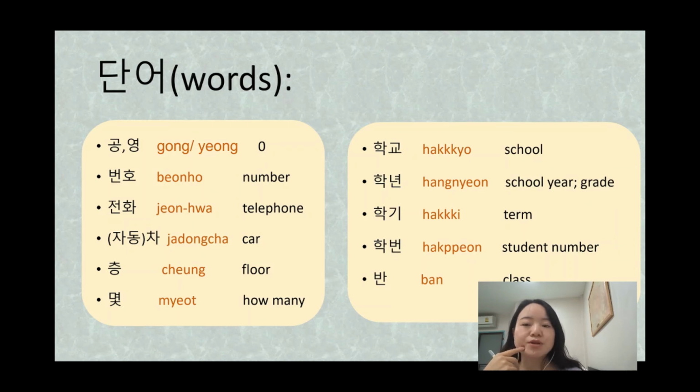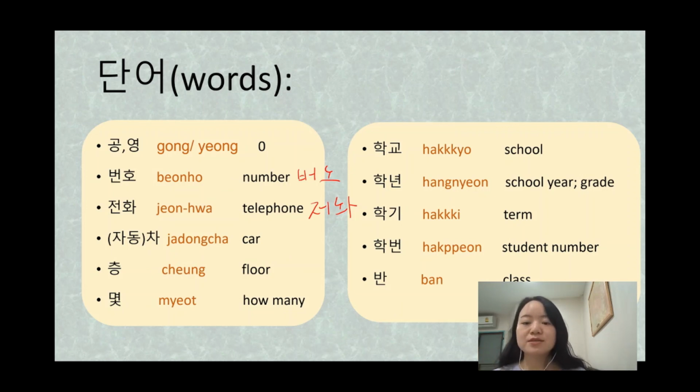Next one, number, 번호. Next one, telephone, 전화. Next one, car. The full name is 자동차. Next one, floor, 층. Next one, how many? 몇. Like I told you, which class? 몇 반? Which floor? 몇 층?